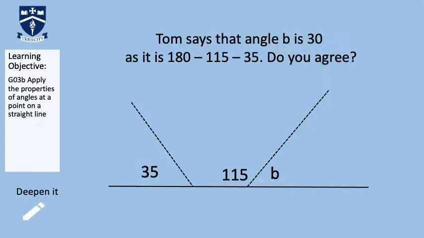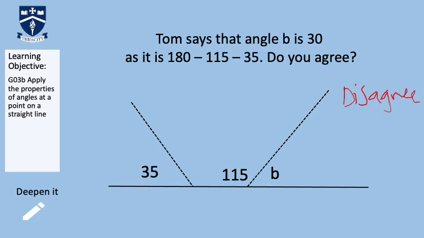Okay, have a read of the question on the screen, have a go. Make sure you write down a full explanation, and then once you have done that, come back to the video. Right. It says, Tom says that the angle B is 30 degrees because it is 180 take away 115 take away 35. Do you agree? Well, we say he is wrong, so we disagree.